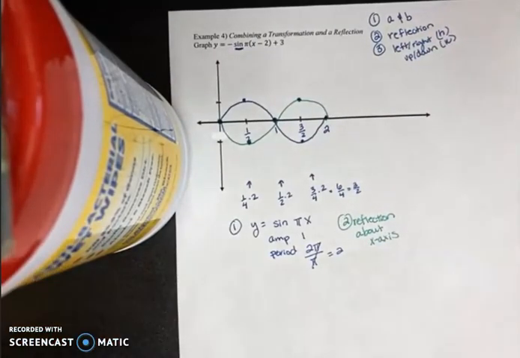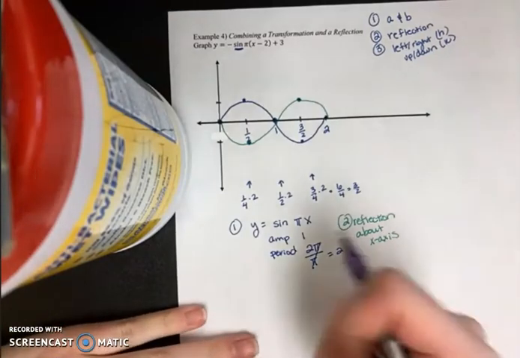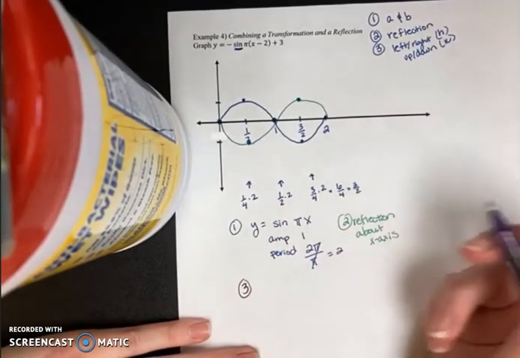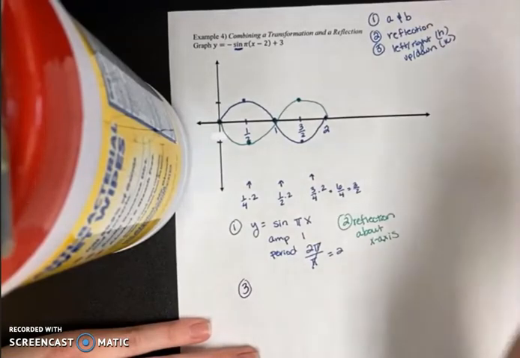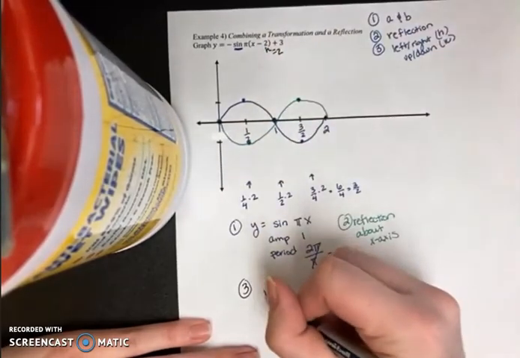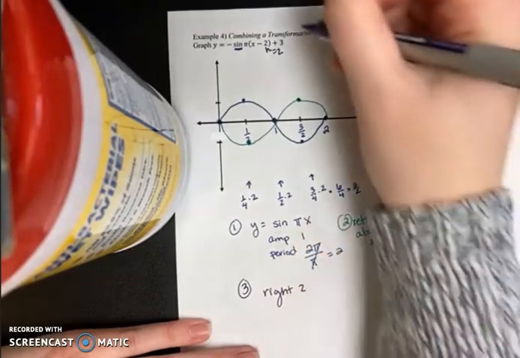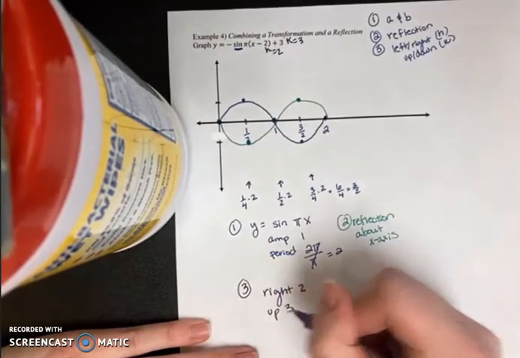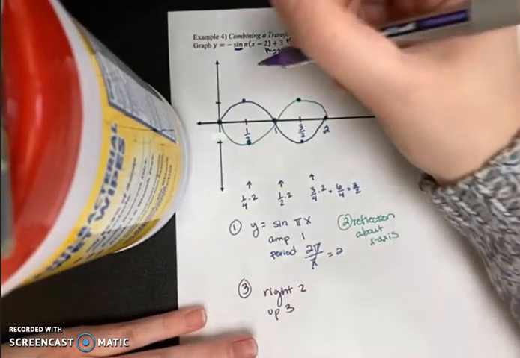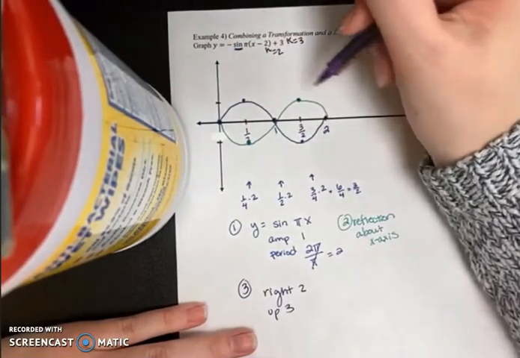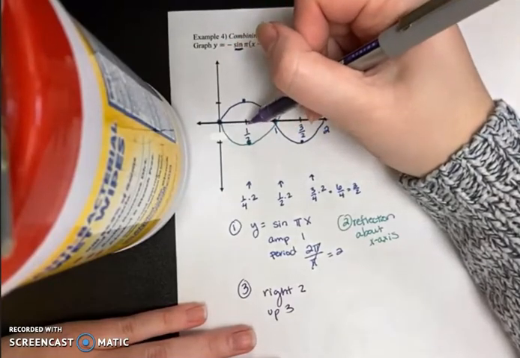And now, notice how I'm using different colors because I'm trying to make this as easy to read as possible. I'm going to do step 3. And step 3 says we need to do our transformations with h and k. So h is a positive 2, meaning I'm going to move right 2, and k is a positive 3, which means I'm going up 3. So I'm going to take each point, make sure you're looking at the green graph, the graph that's reflected, and move it right 2, up 3.